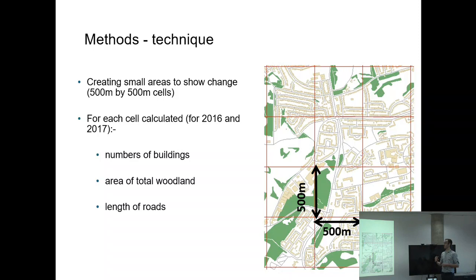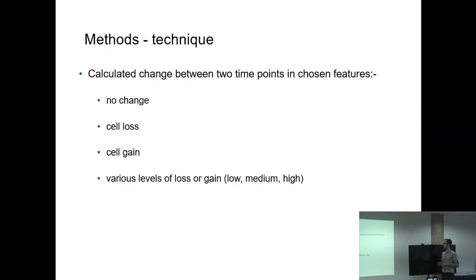So in Scotland, we've done this by creating 500 by 500 meter cells, and then for each cell, calculating change in the land classifications within that over a yearly period. And that was to look at the number of buildings, the area of woodland, and the total length of roads that have changed within those places. So we looked at the differences between the two time points.